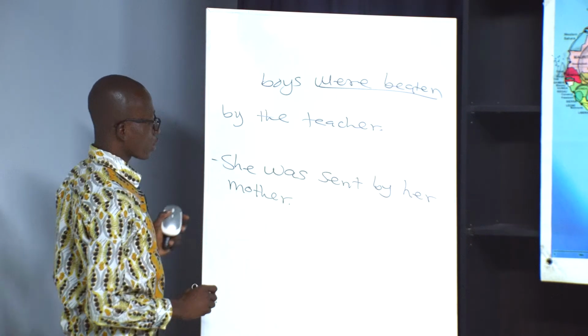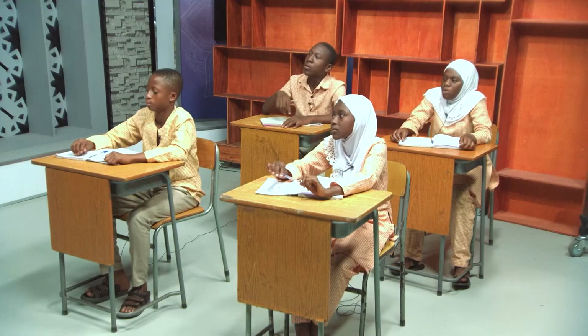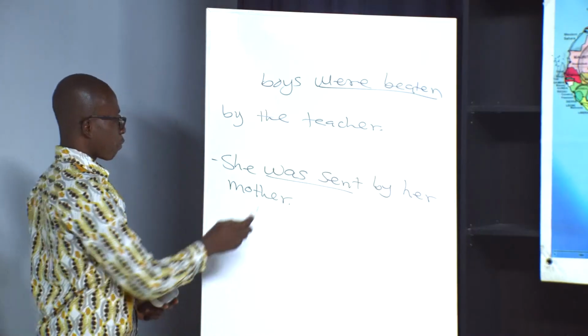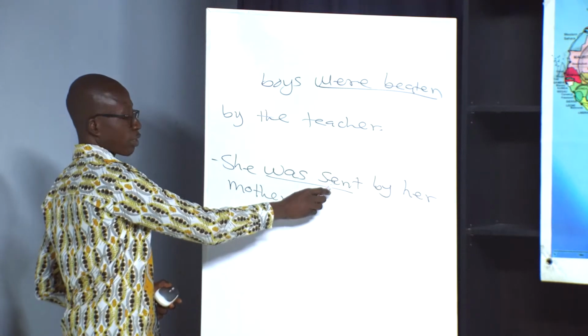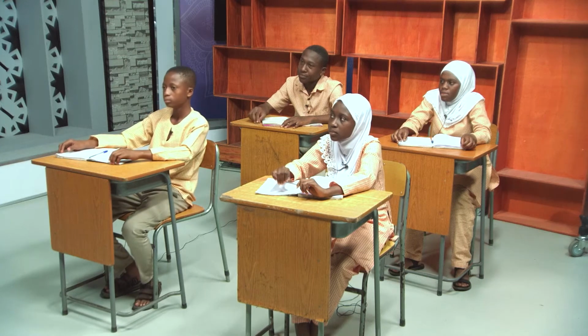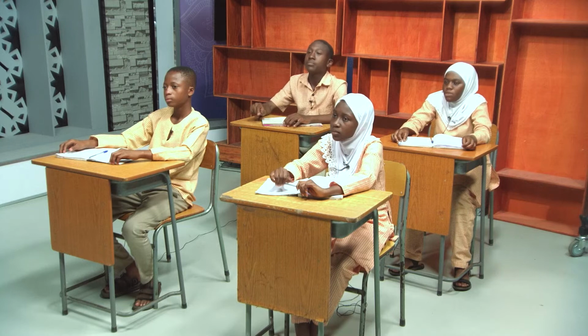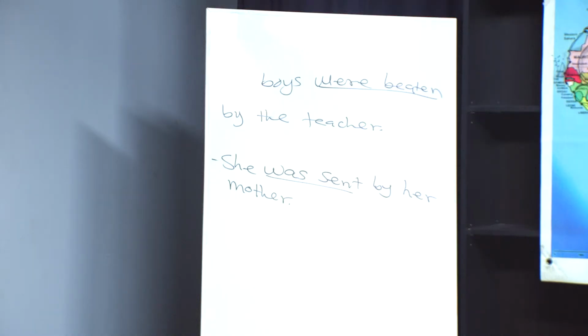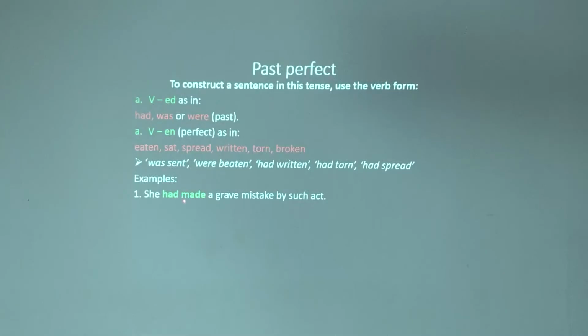So where is our tense? Was sent. Good. So we have past perfect. Good. So let's have them here. Examples. She had made a grave mistake by such act. So our tense is the colored one. Had is past, made is perfect. Had made.